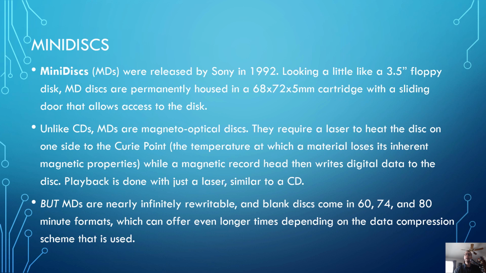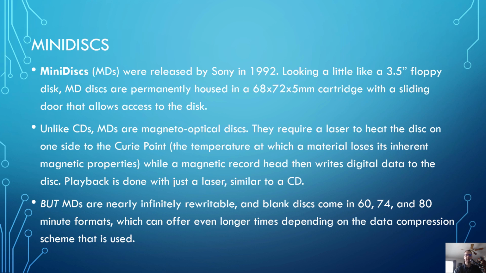But unlike CDs, mini discs are magneto-optical discs, which is a really cool format that never really caught on too much anywhere, sadly. The way that magneto-optical discs work is that they use a laser to heat the disc on one side to what's called the Curie point, which is the temperature at which a material loses its inherent magnetic properties. Then, a magnetic record head writes digital data to the disc. As soon as you stop heating it, it's safe. Playback is then done with a laser exactly similar to a CD.